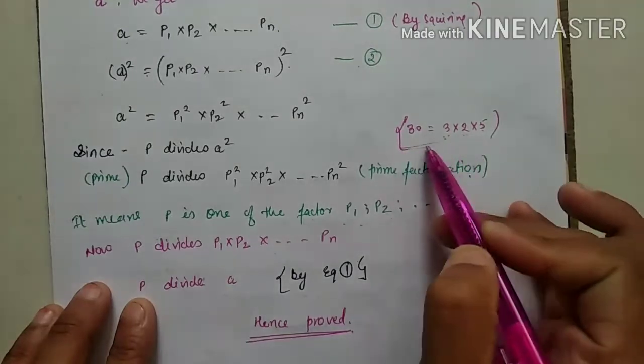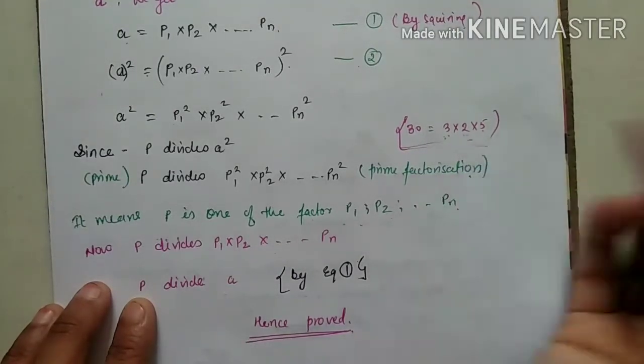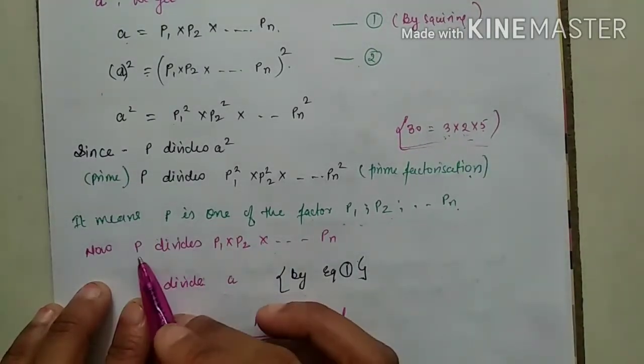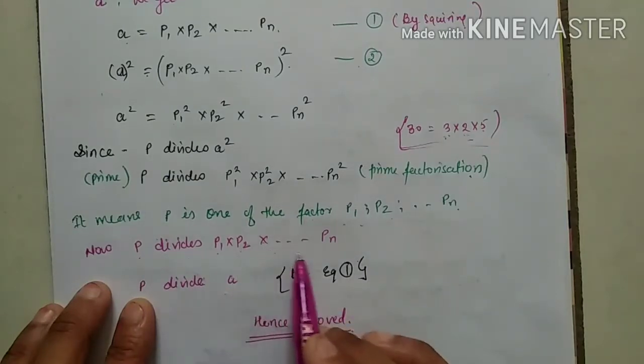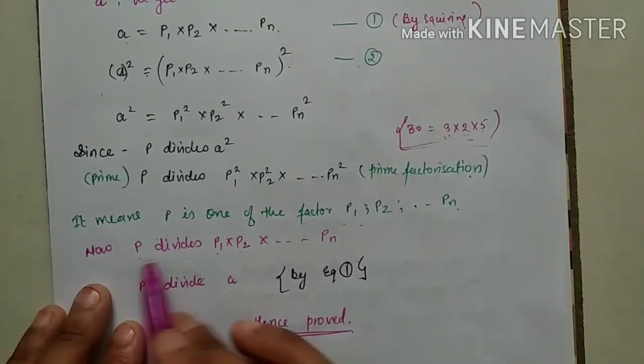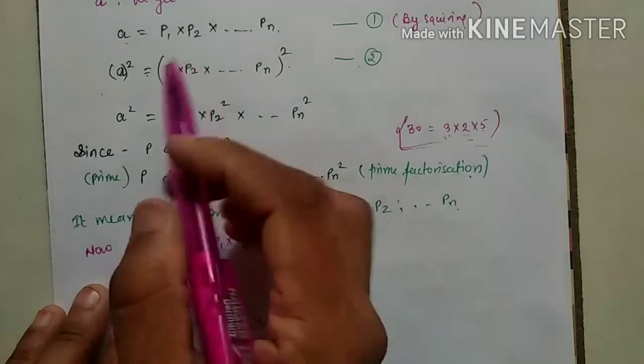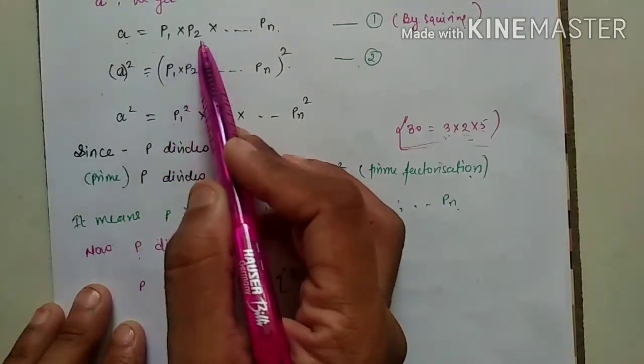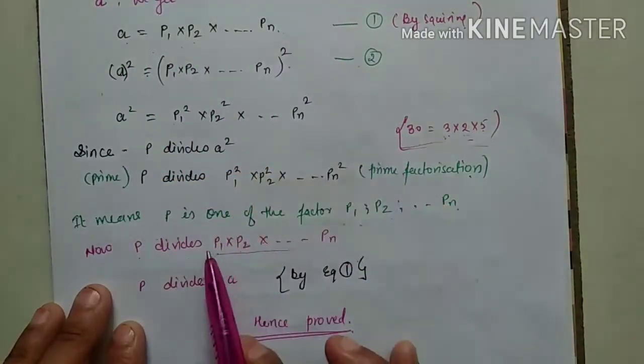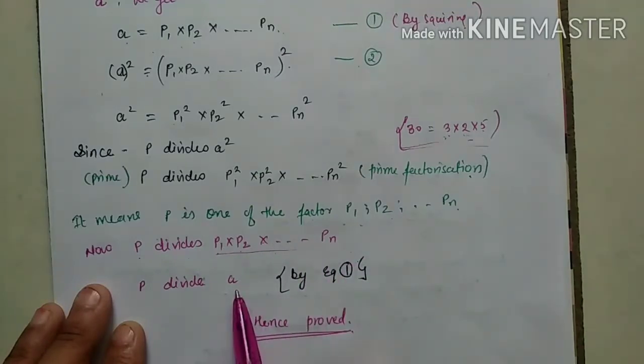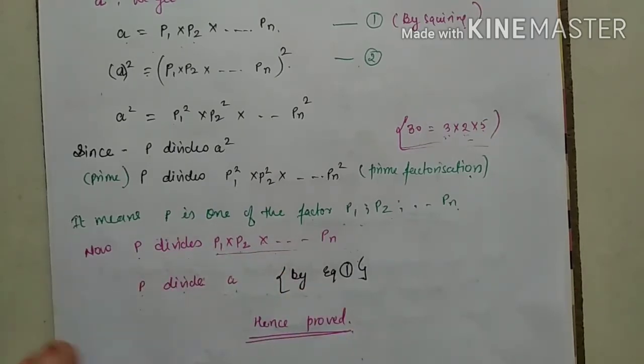As you know, I have given you an example, you can understand from this. So p divides p1 into p2 into pn. Because of this, you can see this part I can write here: I have written a equals p1 into p2 into pn. Correct? So in the place of this, I can write a. So I am getting my answer: p divides a. Hence proved. So I can say that this p is any integer and this a is assumed as a 2.